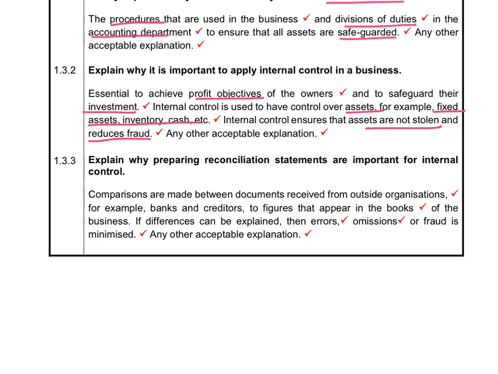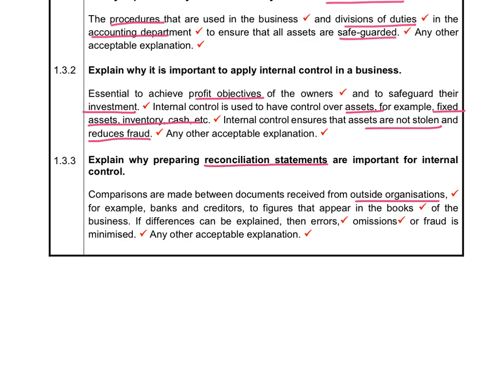Explain why preparing reconciliation statements are important for internal control. Now remember that these reconciliation statements are not only bank reconciliation. We complete a bank reconciliation statement and we complete a creditor's reconciliation statement where we compare our account of the creditor in our creditor's ledger with the account that we receive from the creditor. Comparisons are made between the documents received from outside organizations, so it will either be the bank that sends you a bank statement or a creditor that sends your statement of account.